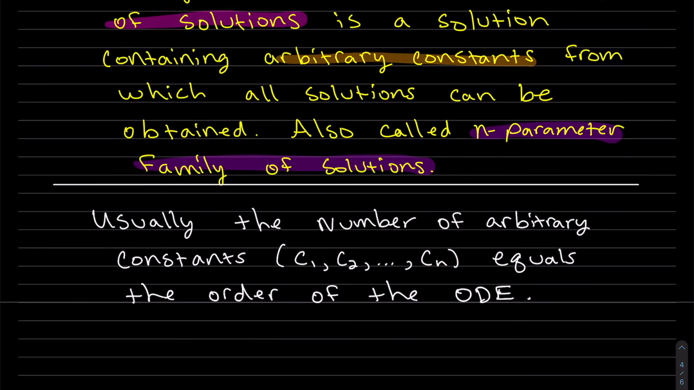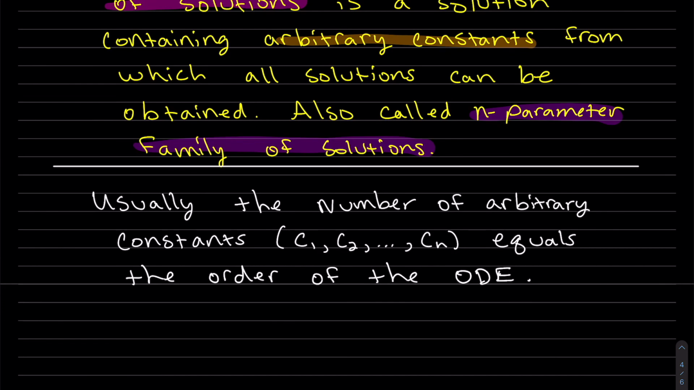Another little fact that's helpful in this class is that usually the number of arbitrary constants equals the order of the ODE. For example, we'll be solving first order differential equations at the beginning, and first order is just one derivative, so we'll have one constant. The example we saw above was a first order. When we start solving second order, there'll be 2 constants, C1 and C2, in our general solution.